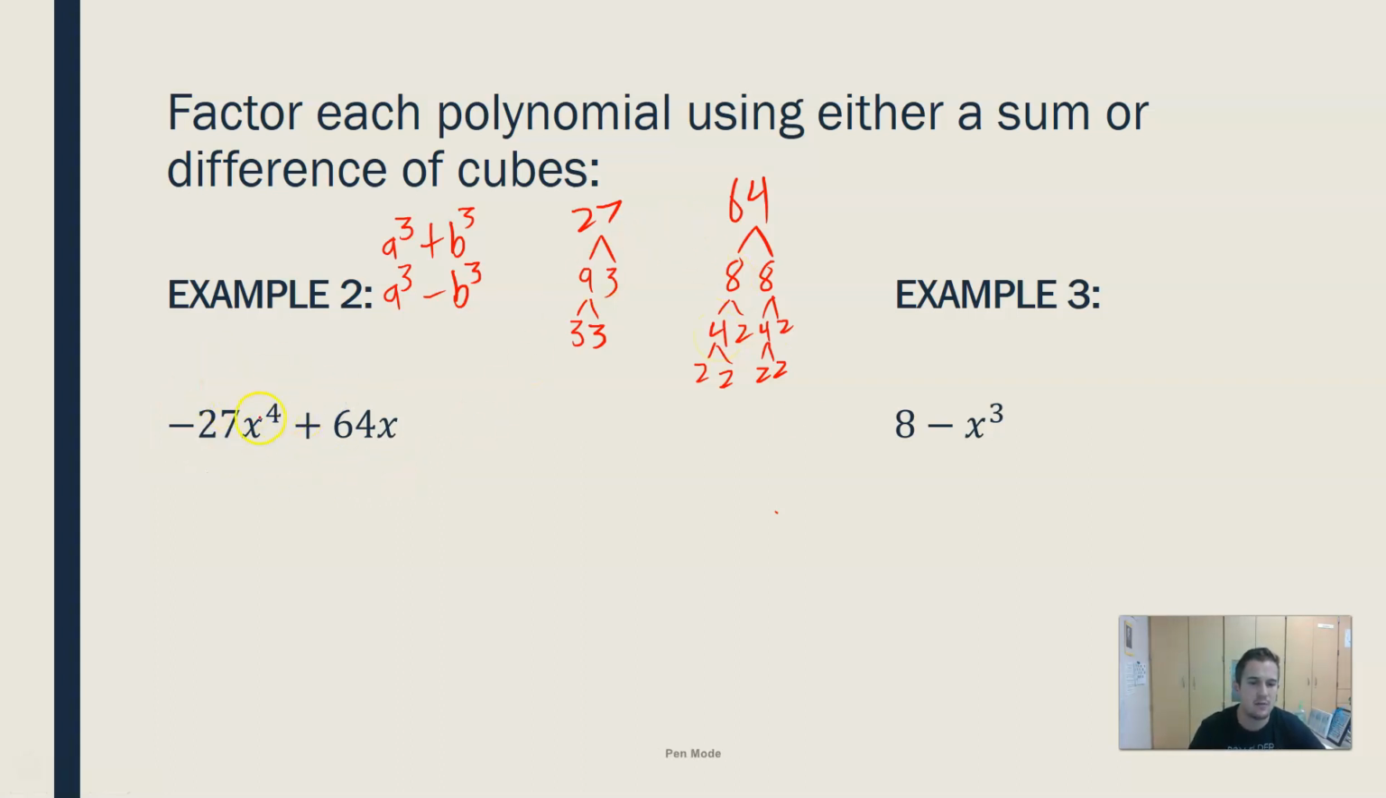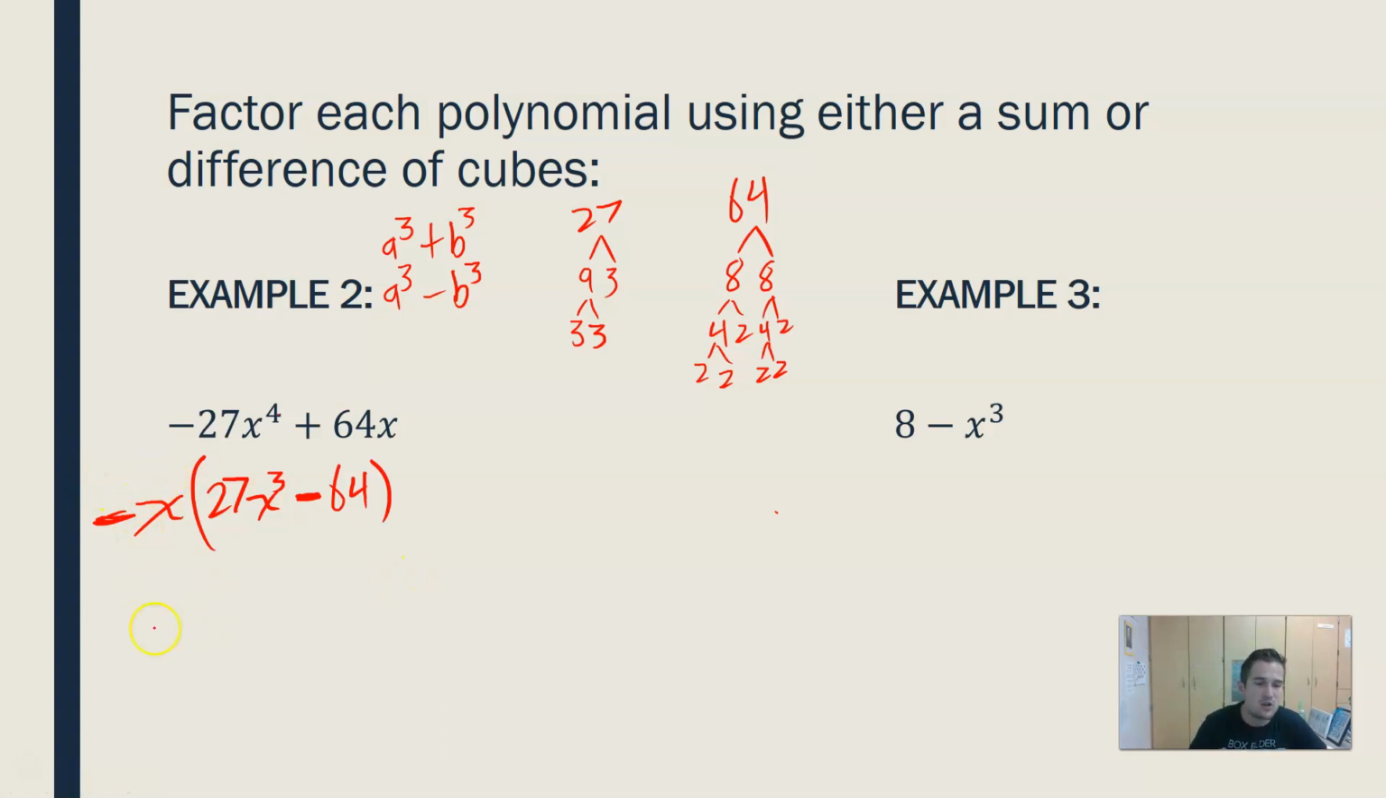Now, do I have any greatest common factors between the variables? Yes, I do. I have x to the fourth here and x here, so I can take out an x from both of those terms. And because I don't want my first term to be negative, I'm also going to take out a negative. So when I take a negative x out of each of those terms, I'm left with a positive 27x cubed. Took one x out of there. Minus, because a negative times a negative is a positive, minus 64. So when I took out a greatest common factor, I'm left with 27x cubed minus 64.